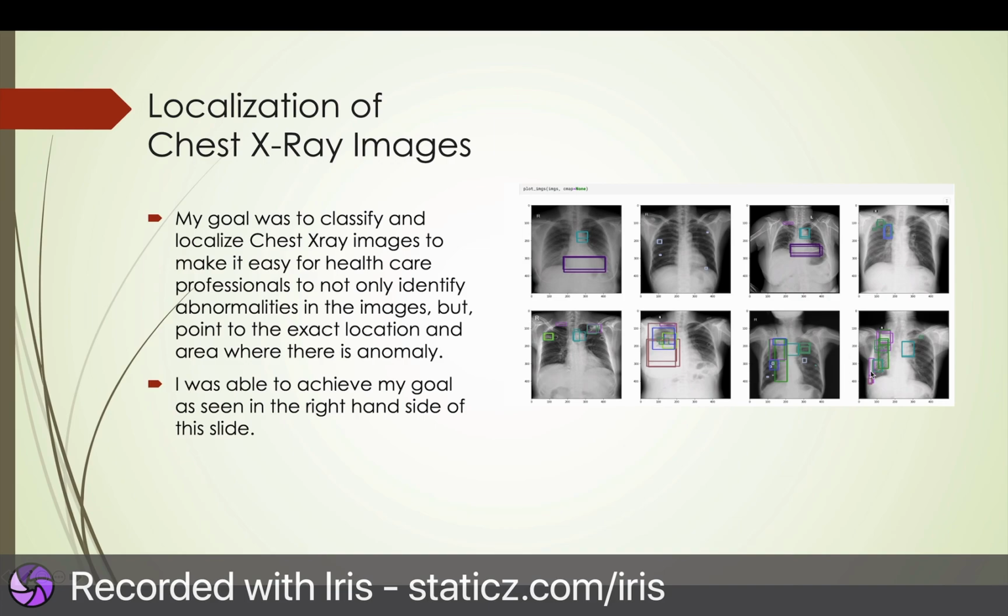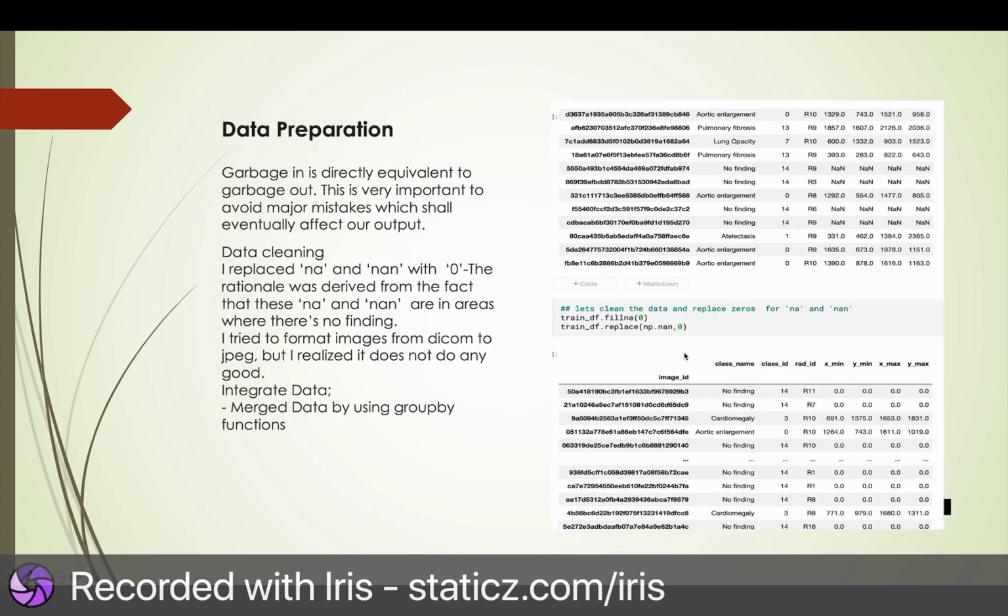So we have purple, blue, and green. The same, this one has purple, green, purple, and blue. So this one has more. So the more the number of colors, the more the number of abnormalities. The more the number of similar lines, the more the number of radiologists interpreting this, giving more validation that there is an abnormality identified here.